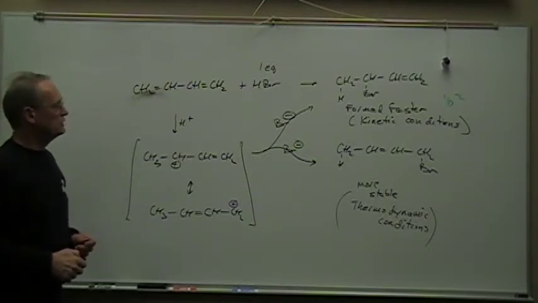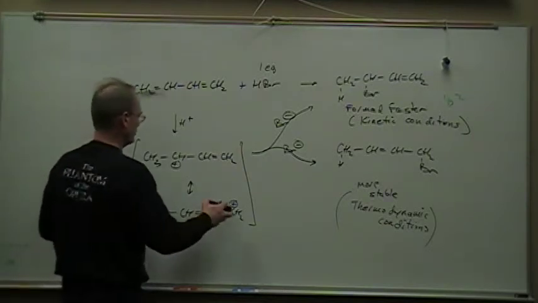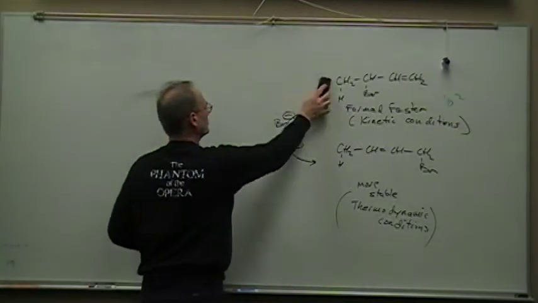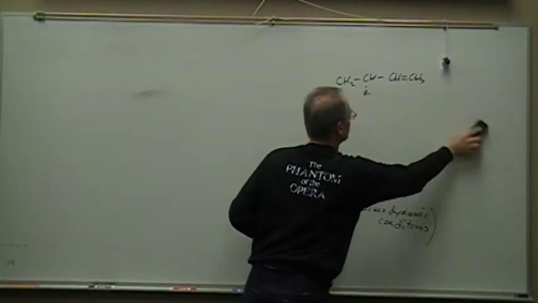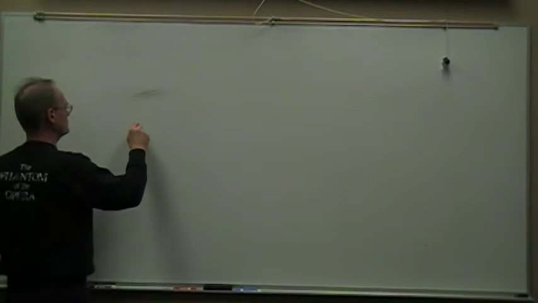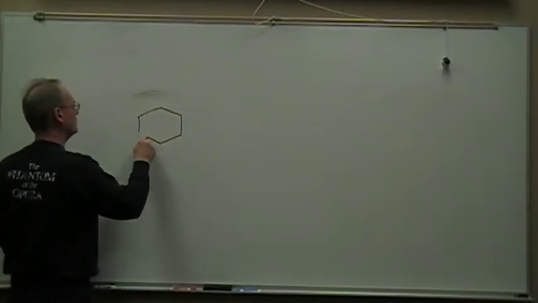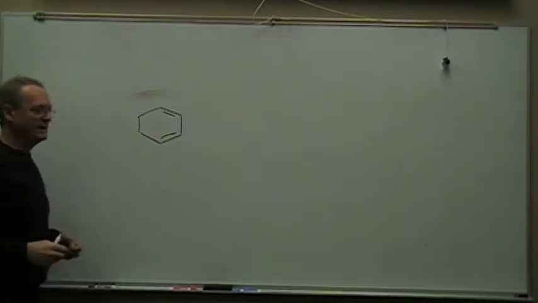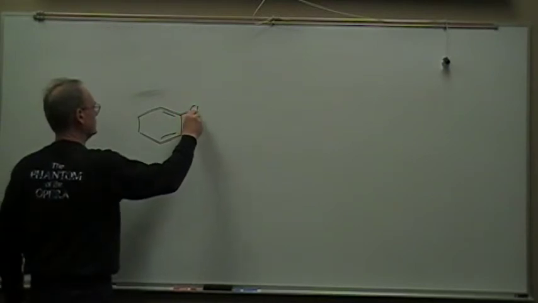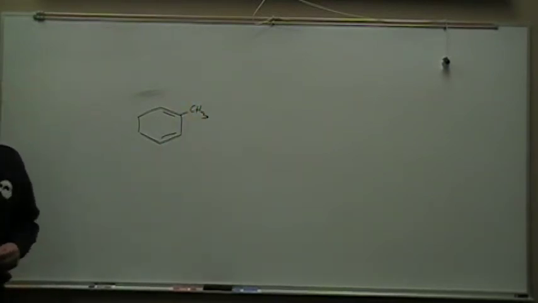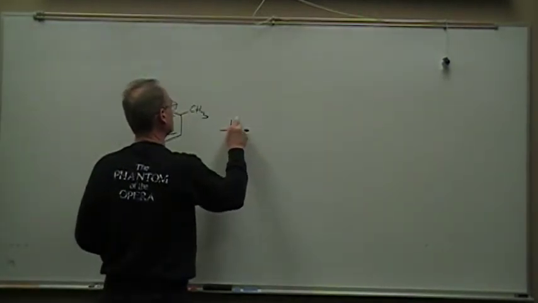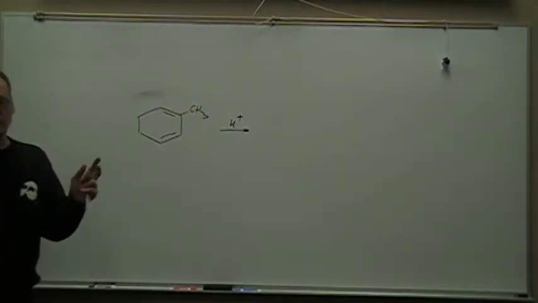Okay, let's do another example. This time I'm going to do one on a ring. Not that you have to use rings when you're doing HBr and non-rings when you're doing Br2. It's just we want to switch the situation up a little bit and try both situations. So here is a conjugated diene. And just for fun, let's put a methyl group on here.